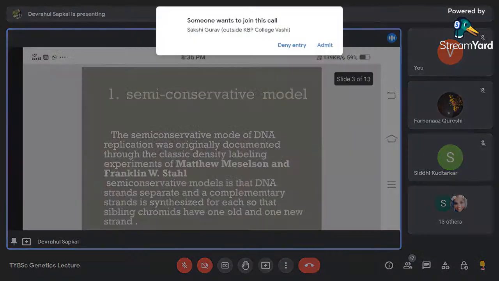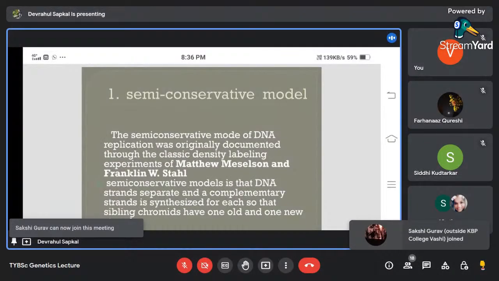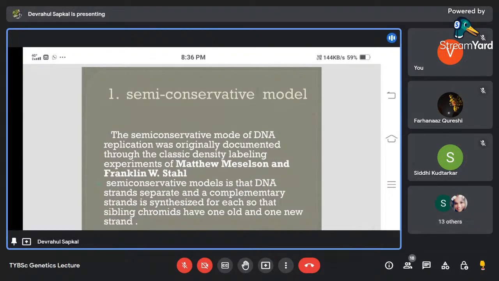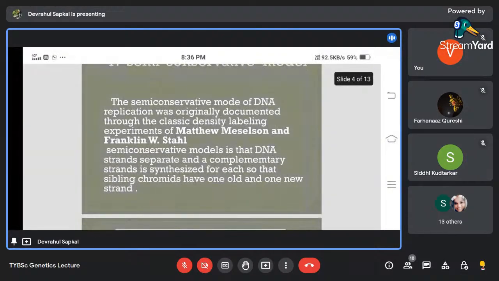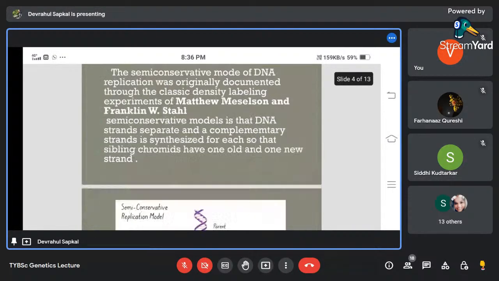It was originally documented through the classical density labeling experiment of Matthew Meselson and Franklin Stahl. The semi-conservative model is that DNA strands separate and a complementary strand is synthesized for each, so that sister chromatids have one old and one new strand.